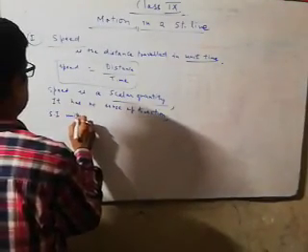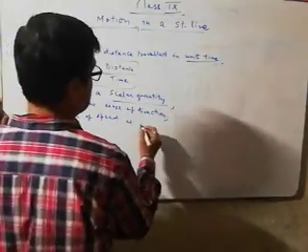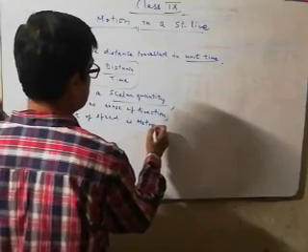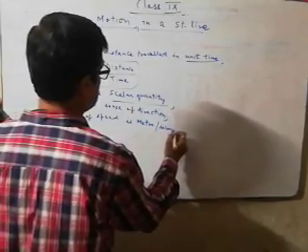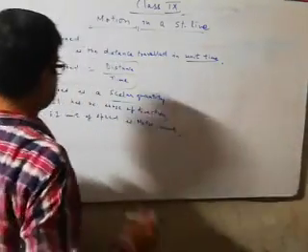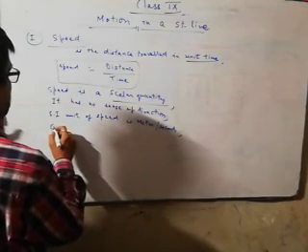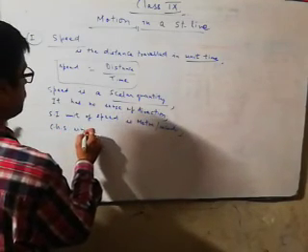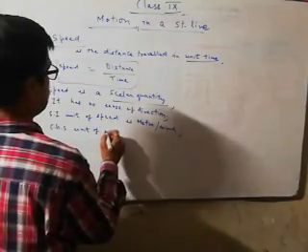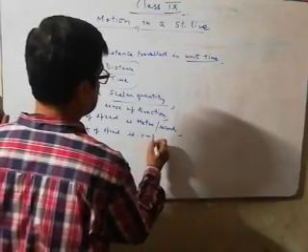SI unit of speed is meter per second. Other units are also there, like the CGS unit, centimeter per second.